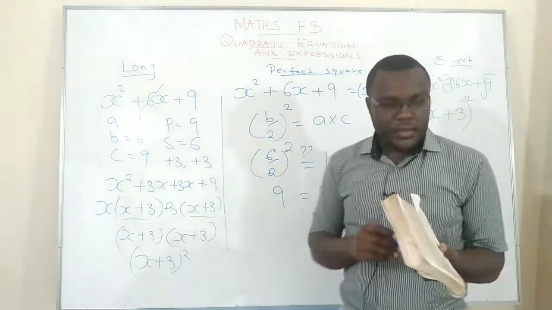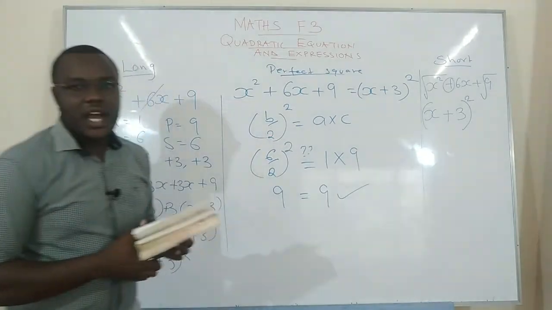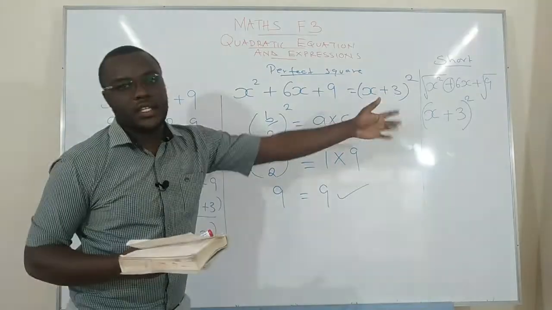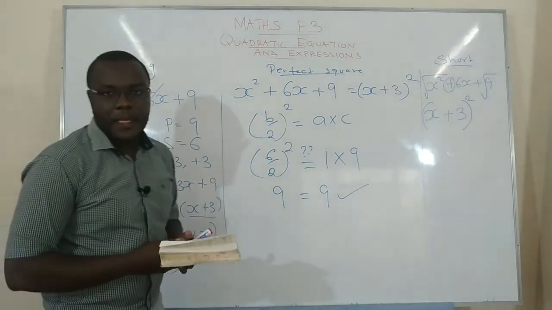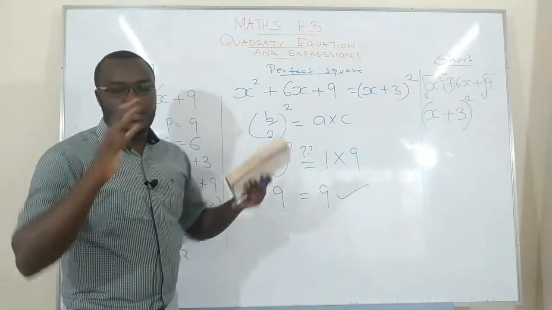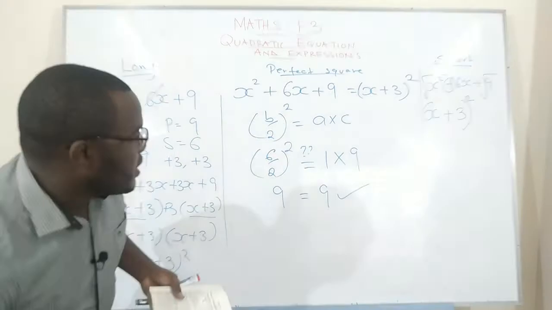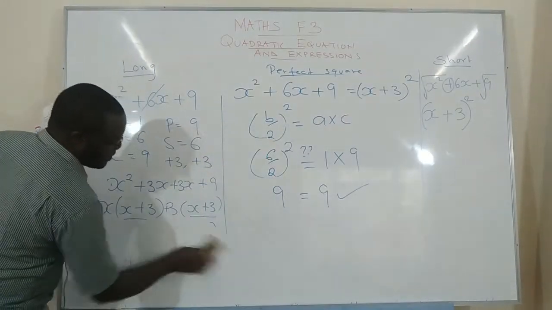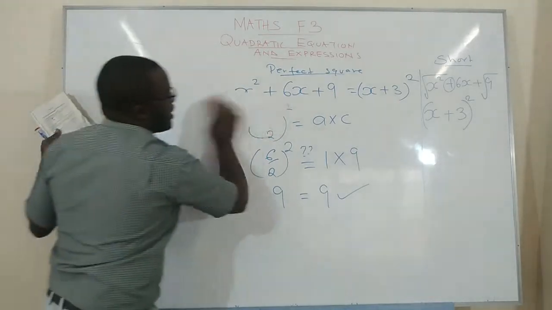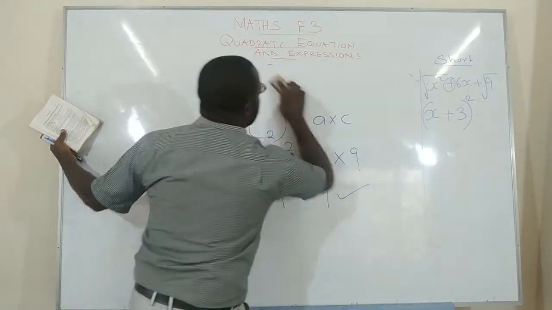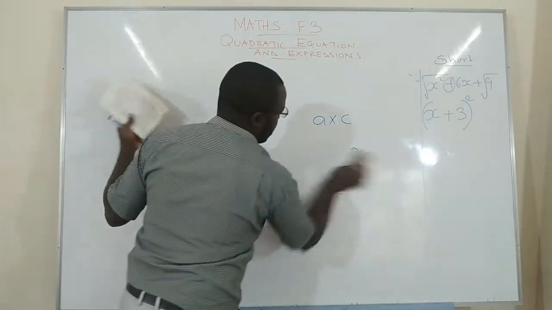So compare between those two methods. Definitely, I would prefer this shorter one. It saves me a lot of stress in even thinking of the numbers. But now, is it possible to make any quadratic become a perfect square? Some quadratics are not perfect squares. And today I want us to learn how to make quadratics become perfect squares.